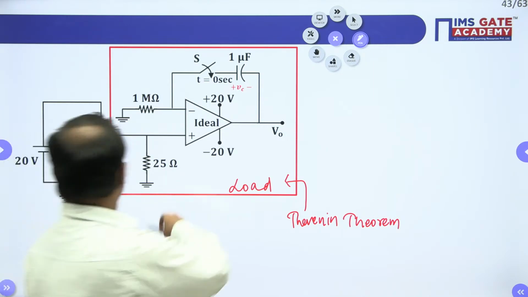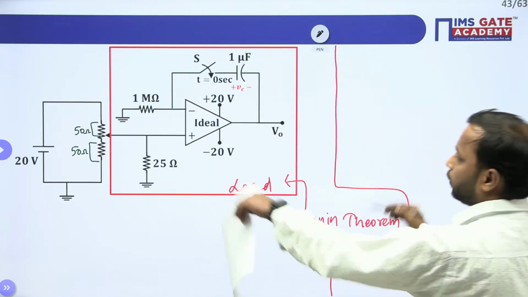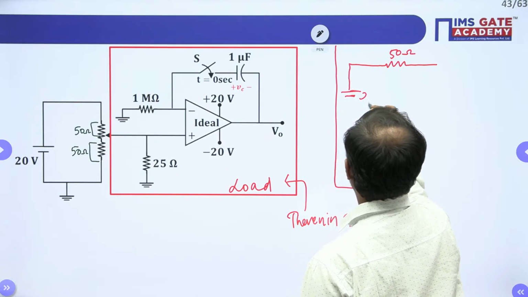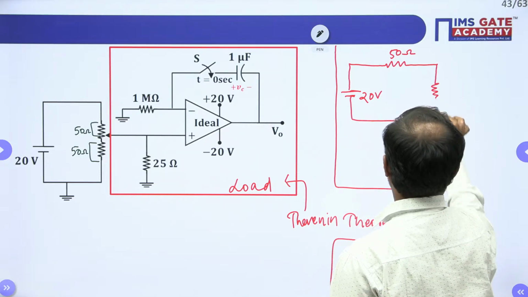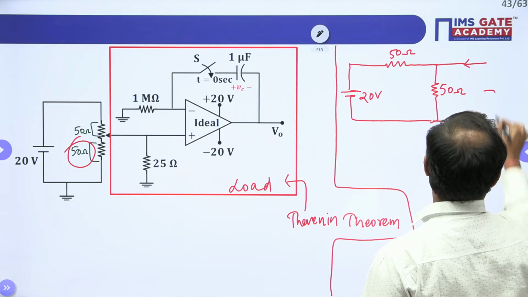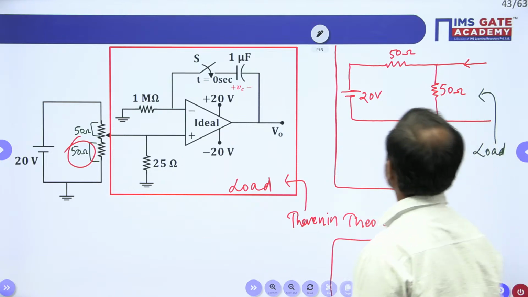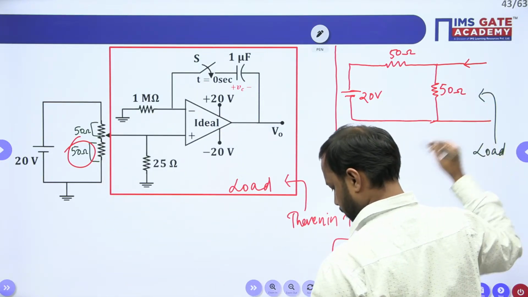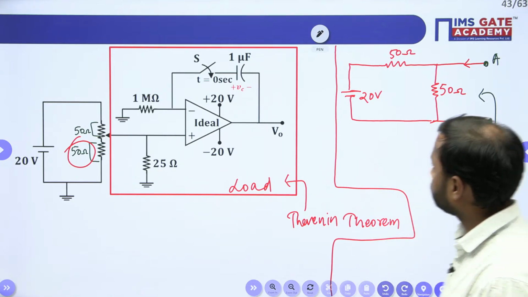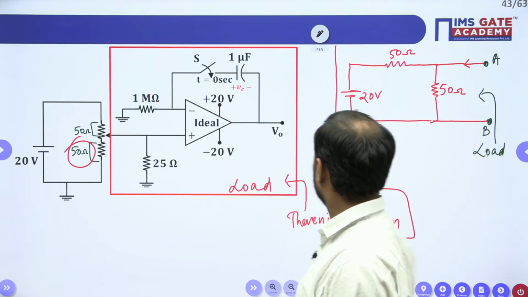Am I clear? So this portion will look like this. 50 ohm. This voltage is 20 volt. And here we have this 50 ohm. This one, 50 ohm. And we have the jockey here. And this we have taken as a load. Then let me take this point as capital A and this point as capital B. So find the Thevenin voltage and the Thevenin resistance.